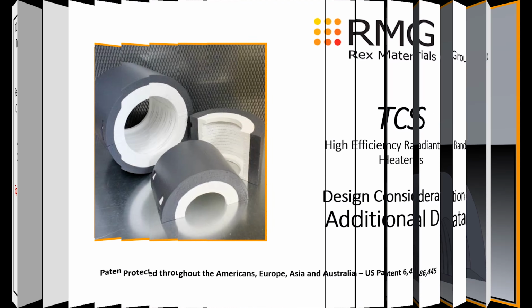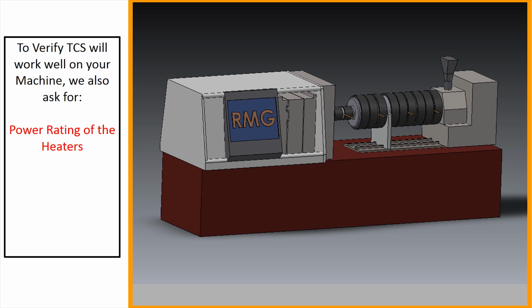To verify TCS will work well on your machine, we also ask for some additional information, including the power rating of the current heaters, the zone percent on time, and any amperage limitations on the heating system. We also use this information to calculate the return on investment.